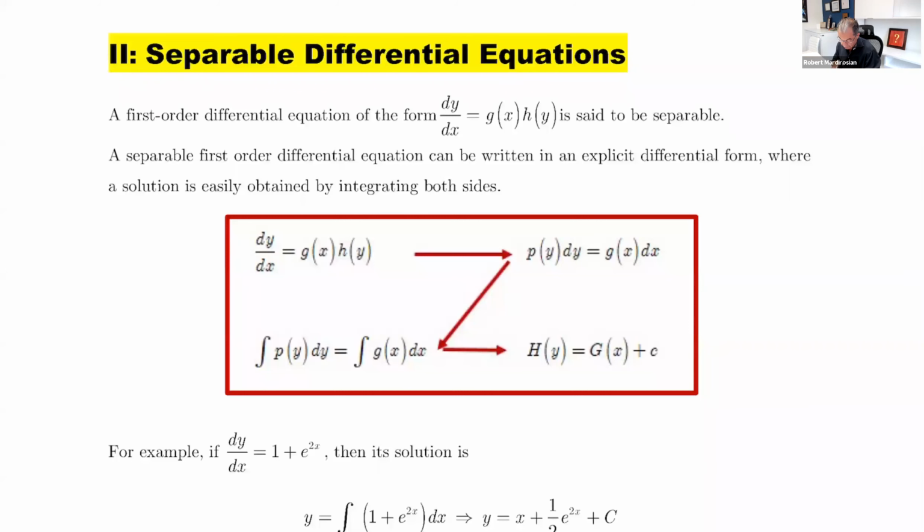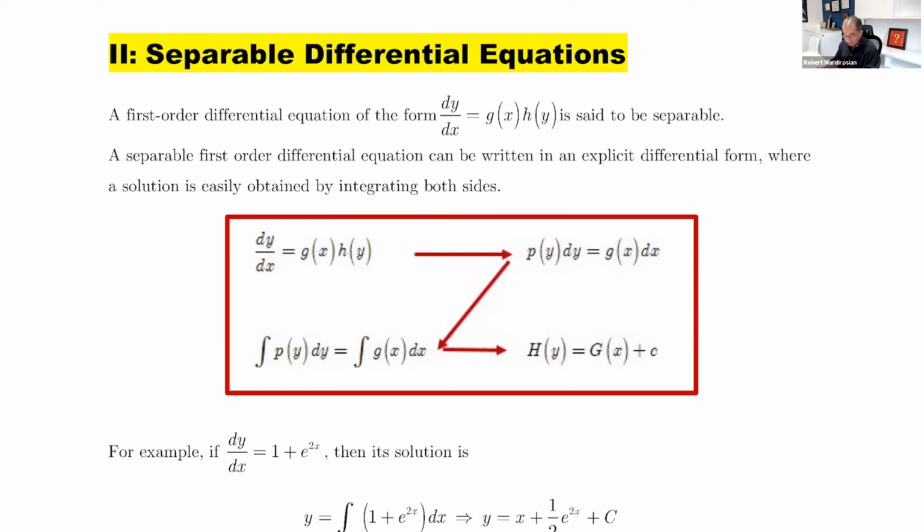It's a first order equation of the form dy/dx equals g of x times h of y. So you have a function with respect to x, times a function with respect to y. When you see this, and as you notice, you're multiplying them to each other, this is said to be separable. Now, a separable first order differential equation can be written as an explicit differential form where the solution is easily obtained by integrating both sides.